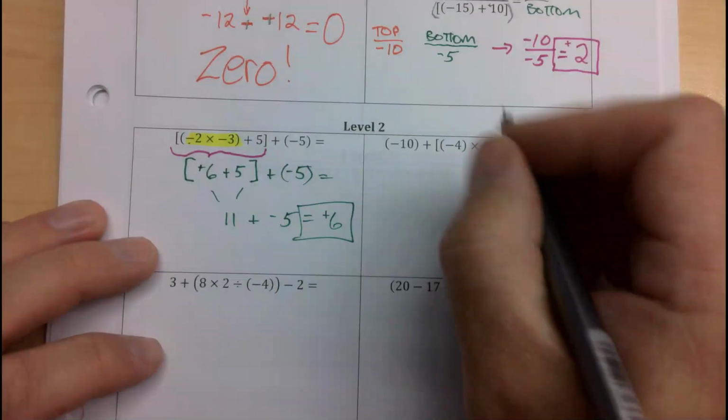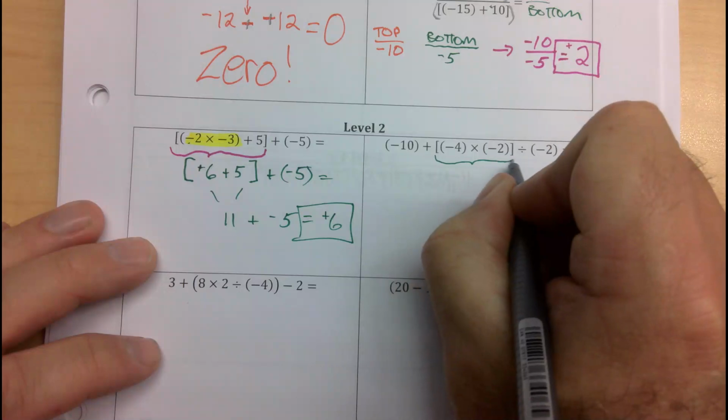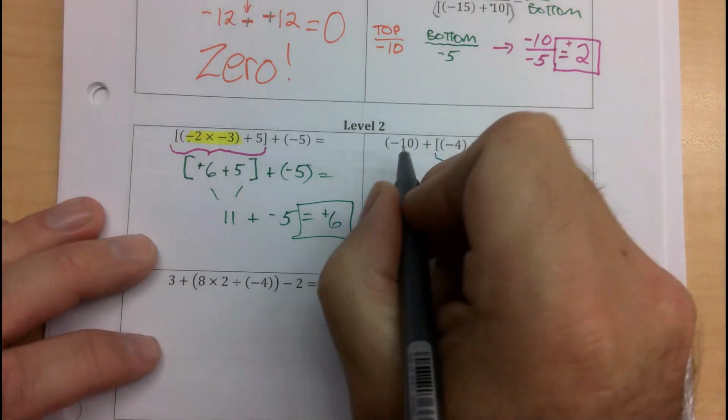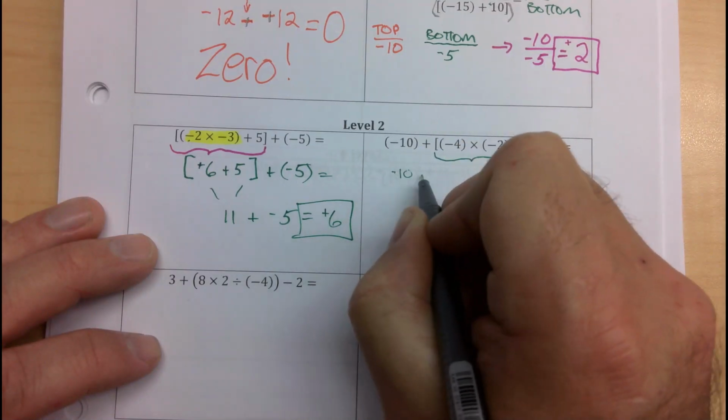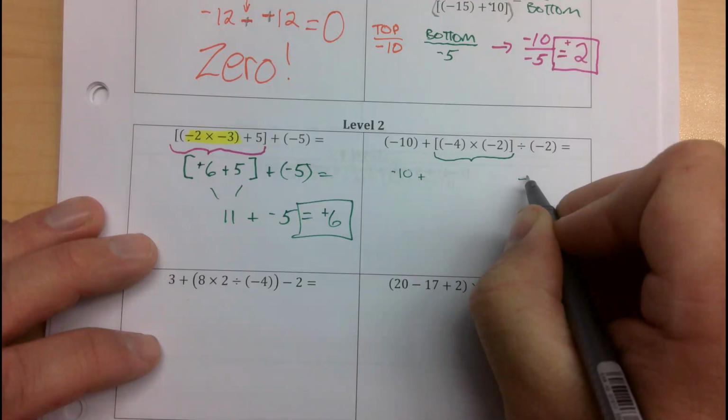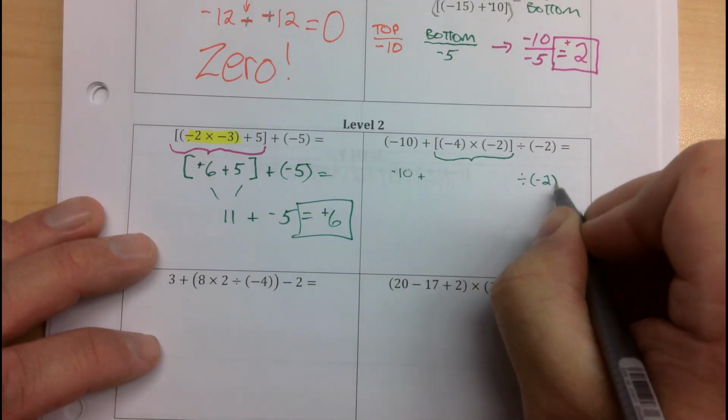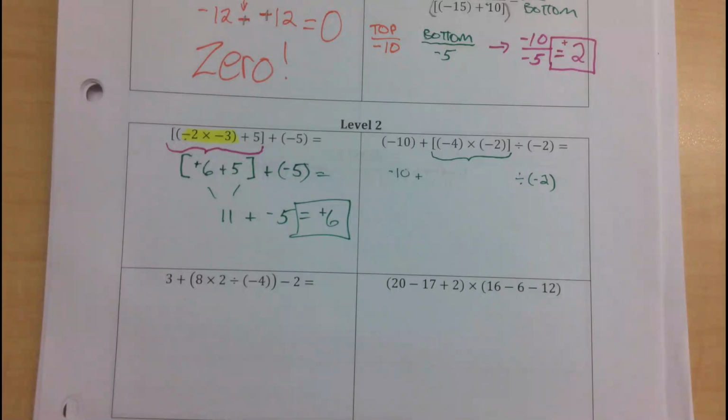Okay, level 2. Clearly we have brackets here, so what do we do? You should write all the stuff you're not dealing with. And I'm just going to momentarily pause. Do you understand why I wrote it this way? Just give me a thumbs up. Sometimes it's helpful to write down the stuff first that you're not dealing with.